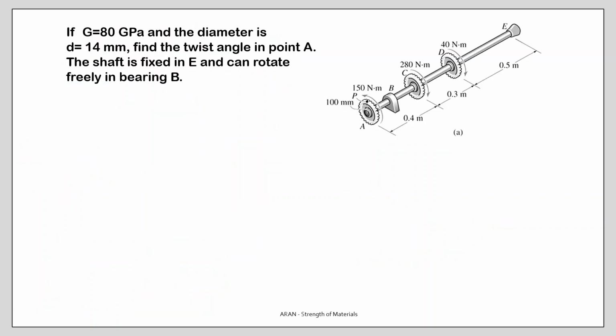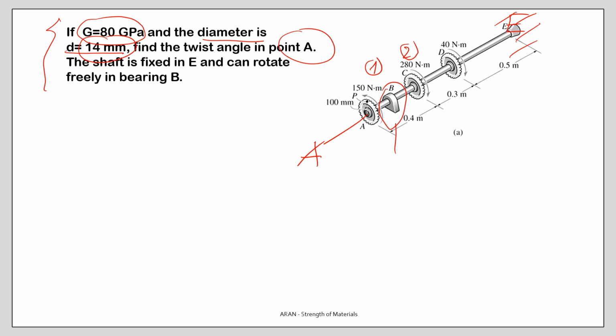A simple problem. Well, we have a shaft with a diameter of 14 millimeters, and the shaft's material has a shear modulus of 80 gigapascals. Find the twist angle in point A. The other end, which is point E, is fixed, and the shaft can freely rotate in this bearing B. Again, we have 1, 2, 3 regions. So in each region, different torques are acting, so they will also be differently twisted.